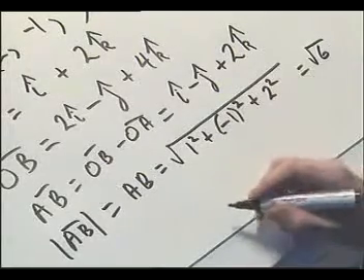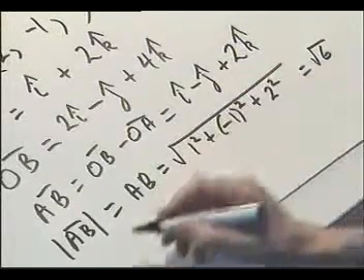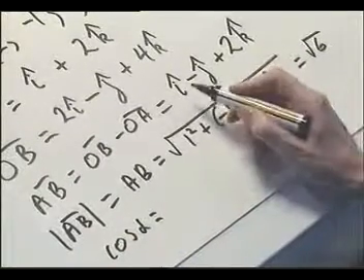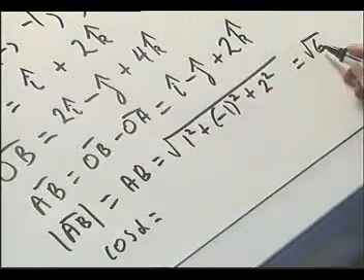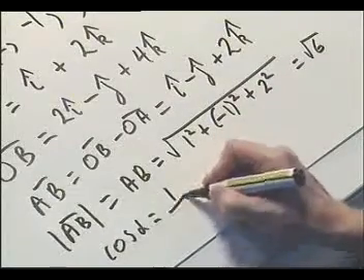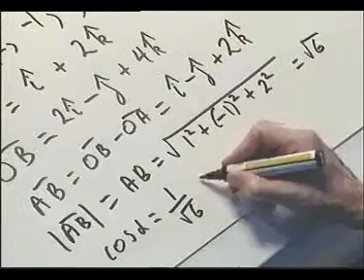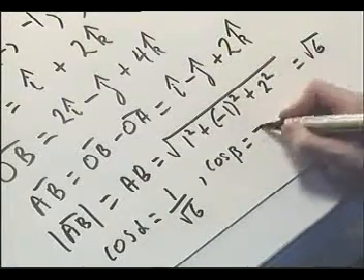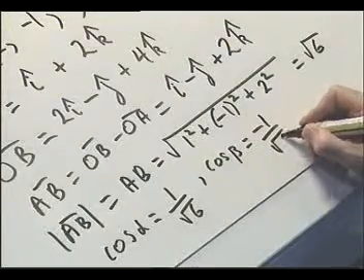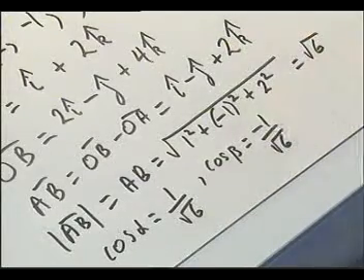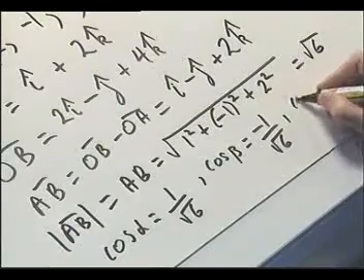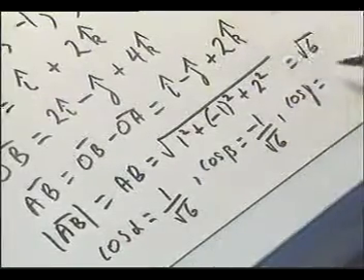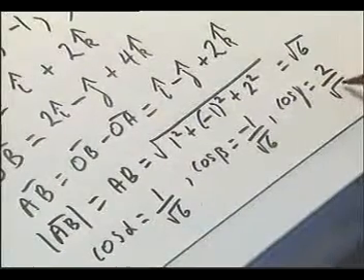And the direction cosines are cos alpha, that's the x-coordinate over the modulus, so that's 1 over root 6. Cos beta, that's minus 1 over root 6, the y-coordinate over the modulus. And cos gamma, the z-coordinate over the modulus.